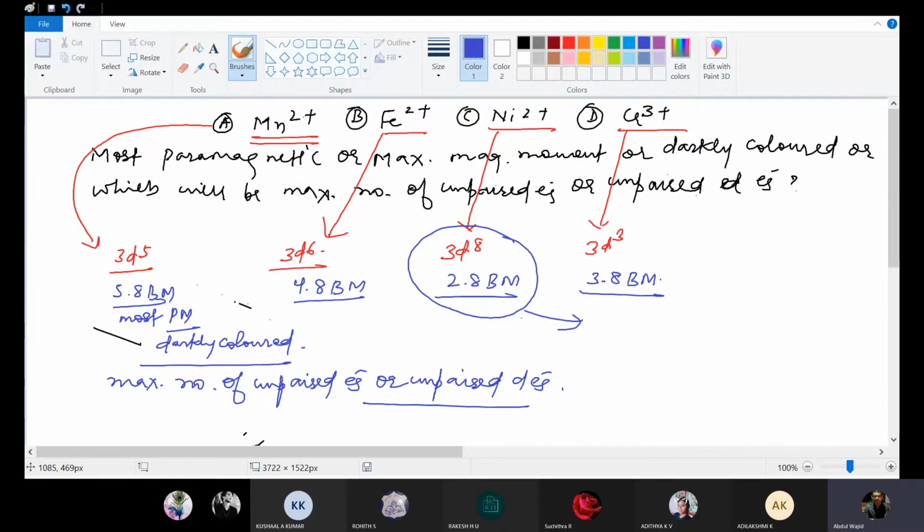Fine. So since this will be having 5 unpaired electrons, we'll be having 5.8 BM. This will be having 4 unpaired electrons, so 4.8 BM. This will be having 2 unpaired electrons, so 2.8 BM. This will be having 3 unpaired electrons, so 3.8 BM.